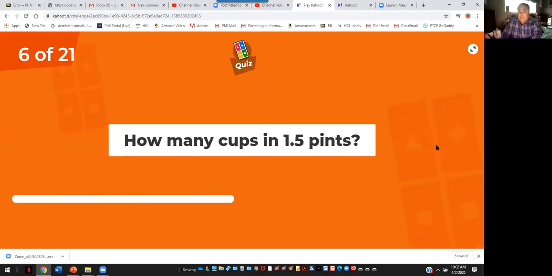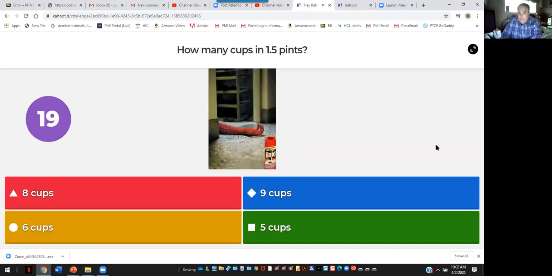How many cups are in 1.5 pints? There are 2 cups in a pint, and I bet you the answer's 3. But we're going to just pick 6. So there's 3 cups in 1.5 pints.